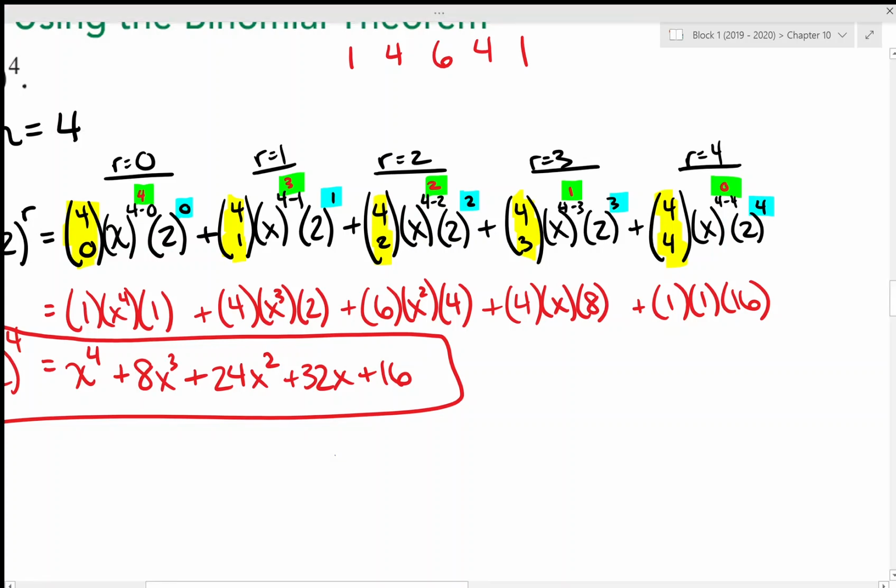Something else that you could see as a pattern is that your 2 powers always add up to your n. 4 plus 0, 3 plus 1, 2 plus 2, 1 plus 3, 0 plus 4. Once you see those patterns and you get the hang of it, it's going to go much faster and you're going to feel great about it.